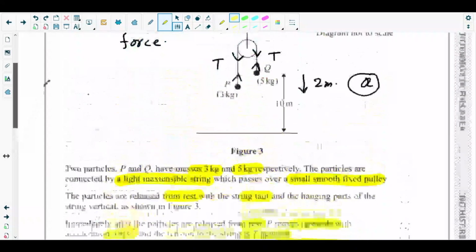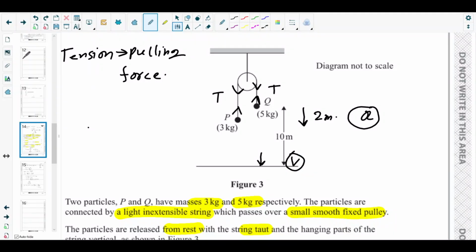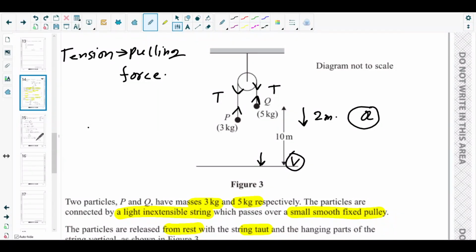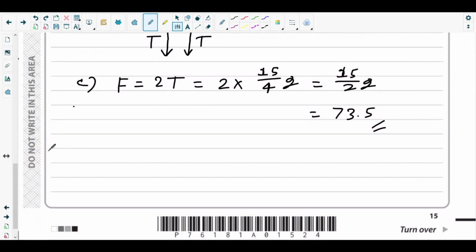Okay, so after the string has broken, the particle Q will be freely falling under the force of gravity and it will hit the ground with a speed of v meter per second. Okay, we need to find out that speed v. So at first we need to find out the initial speed of particle Q. This is basically the speed when the string has been broken. So this speed is what?